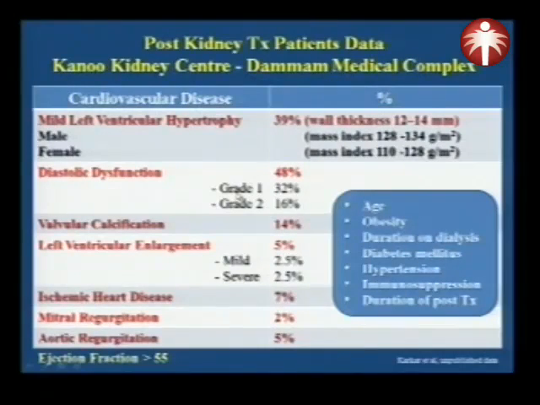These are unpublished data from our center, just to give a flavor of what we are facing. For example, we have something like 40% left ventricular hypertrophy among post-kidney transplant patients, though it is mild in almost all of them. Diastolic dysfunction is close to 50%, valvular calcification 14%, left ventricular enlargement 5%, and so on, with even lower incidence of other ischemic heart disease and mitral valve disease.